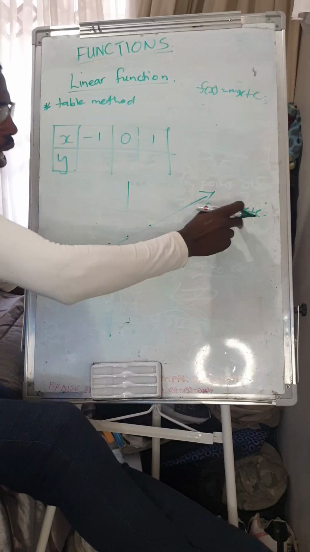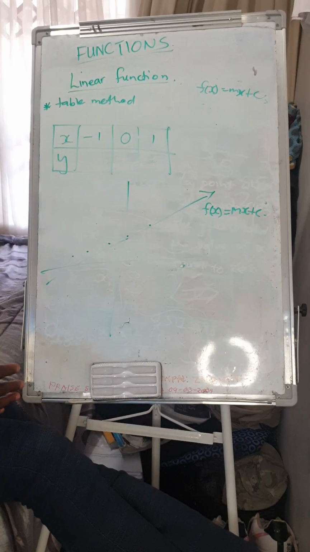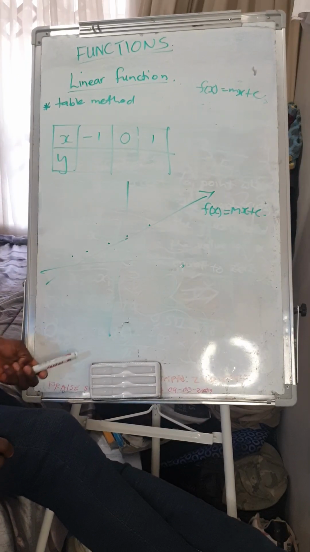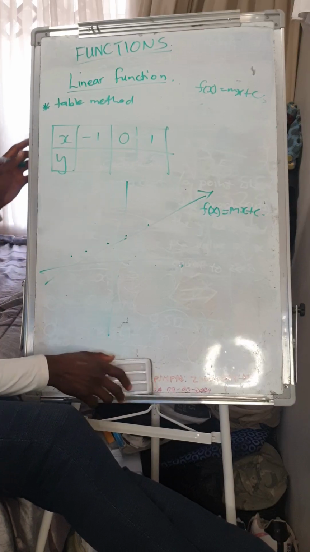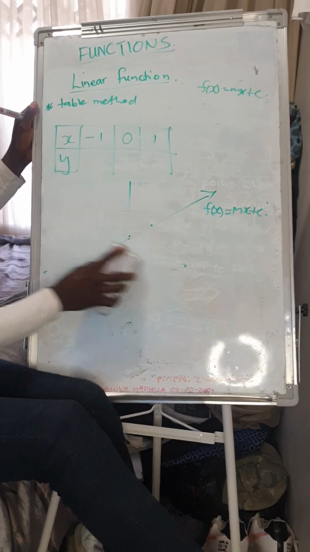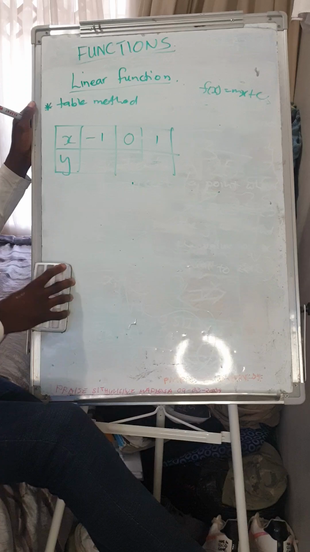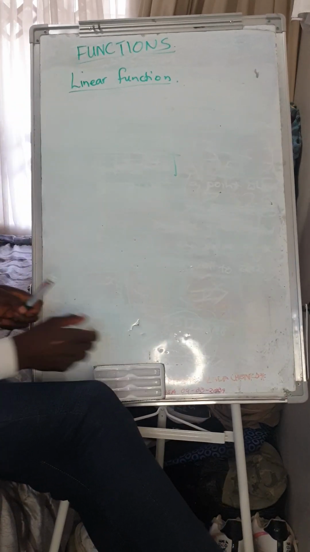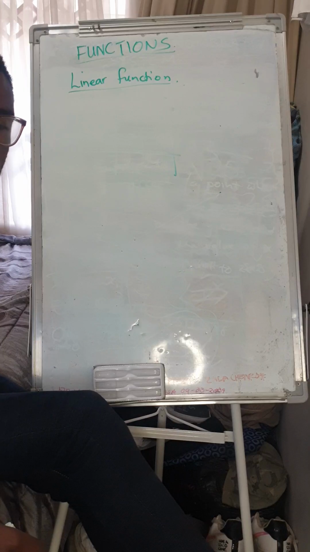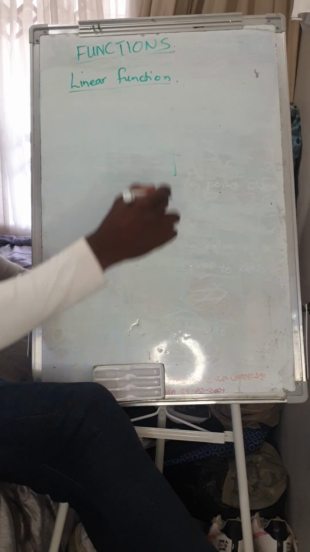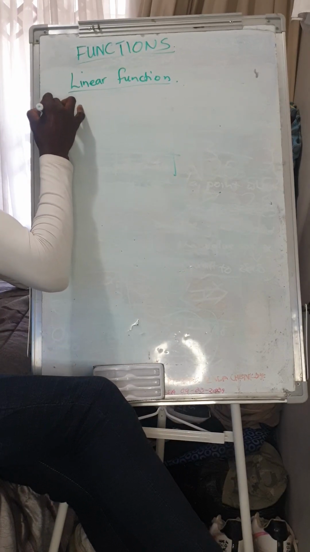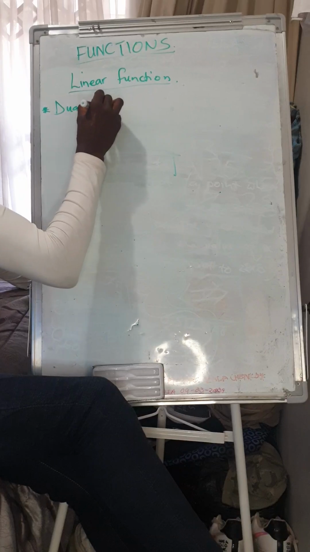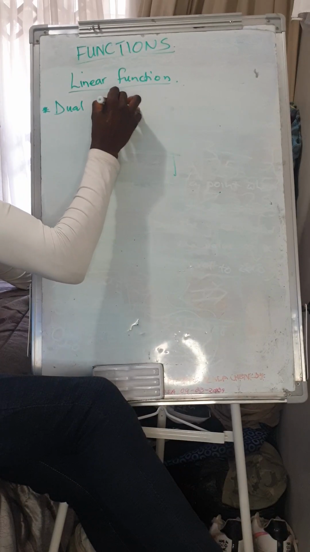This one is the formula. I think I've explained how to sketch a linear function using the table method. Let's move on. We can also sketch the linear function using the dual intercept method.